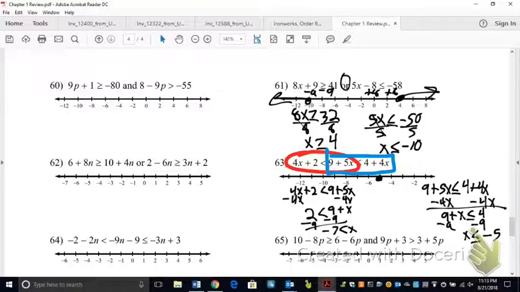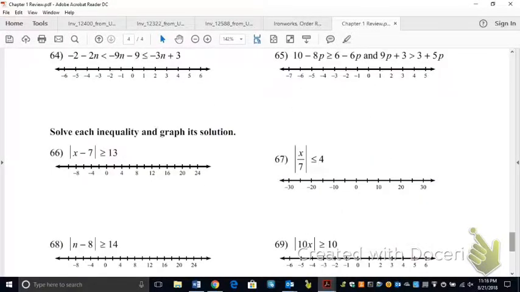So we're going to put a solid dot on negative 5 because it's less than or equal to, and we're going to have an arrow pointing to the left. And then x is greater than negative 7. We're going to put an open circle on negative 7 and an arrow to the right. See how they connect? That's an and. So anything between negative 7 and up to and including negative 5 will make that true. On to 65.